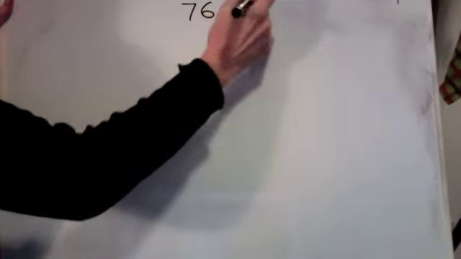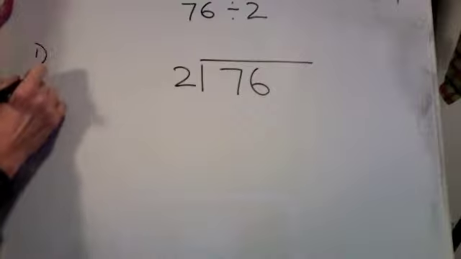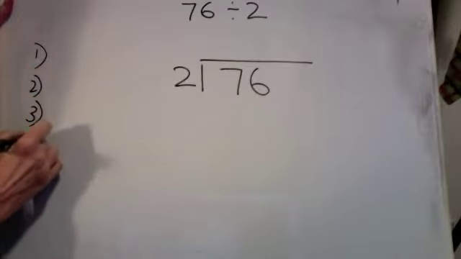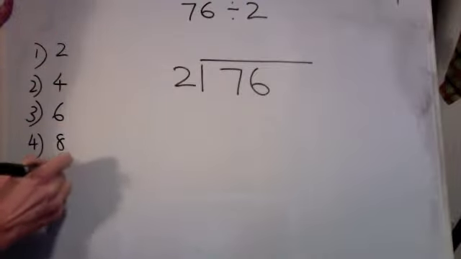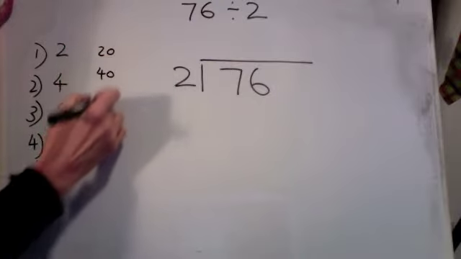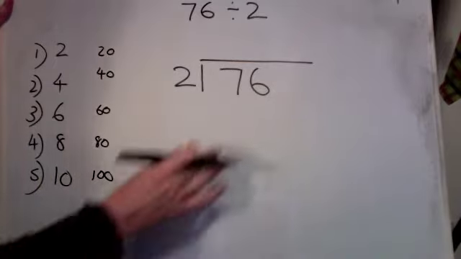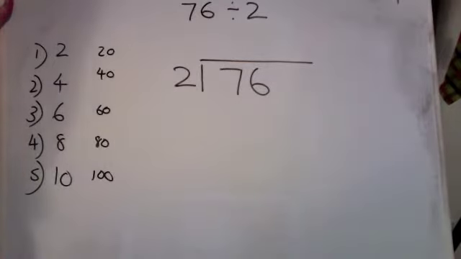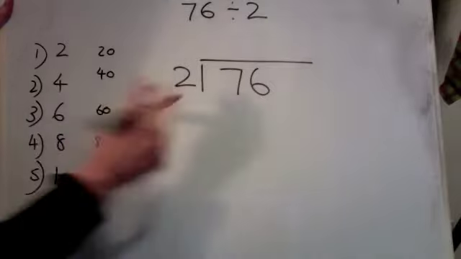76 divided by 2. Write out the bus stop and the first 5 multiples. 2, 4, 6, 8, 10. 10 times each of these numbers. I'm looking for a number as close to 76 as possible without going over. 80 is the closest number I've got, but it's too high, so I'm going to use 60.